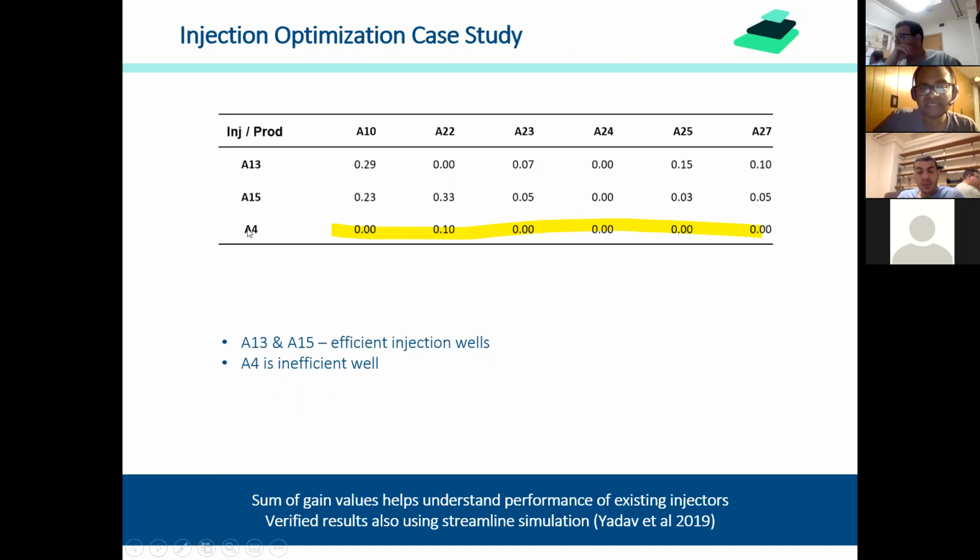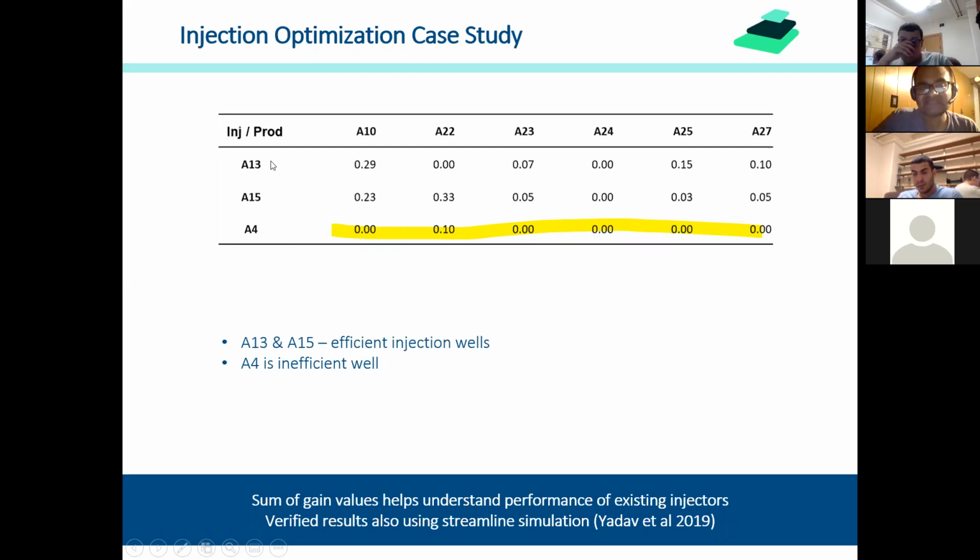And so these are your injectors. So the rows indicate injectors, the columns indicate the producers. So here you can quickly see that if you look at A4 and you look at all the Fijs and you do a sum total of all these Fijs, it's hardly 0.1, right? Which means that whatever you're injecting in A4 is actually not going towards any producer. And through that you can come to the conclusion that A4 is actually an inefficient well for that matter.